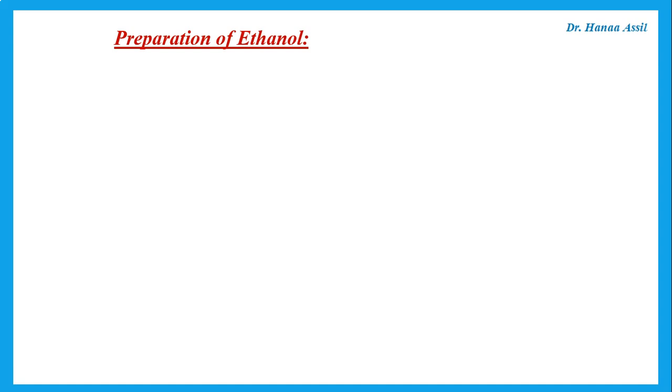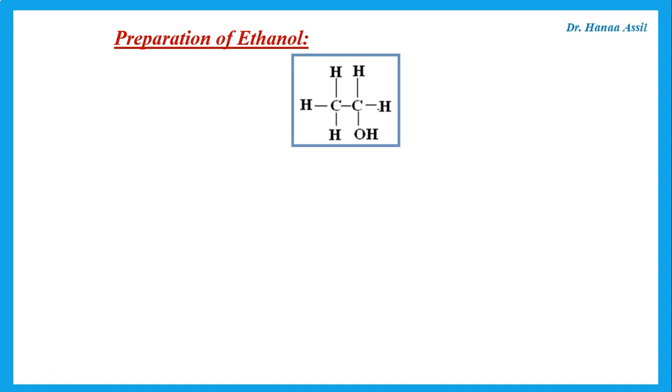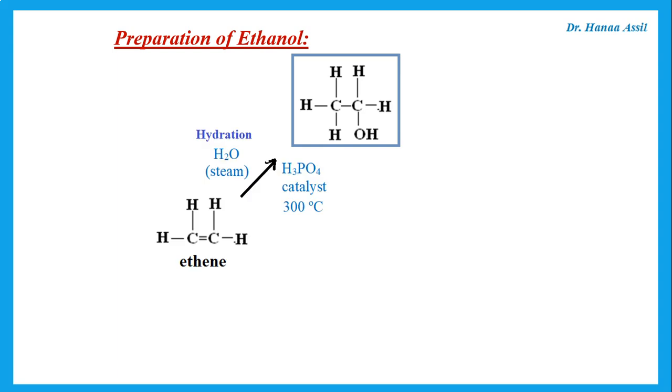How do we prepare ethanol? This is important. This is ethanol, and we can prepare it by one of two methods. Either I use hydration of ethene, and remember, hydration of ethene means ethene plus water in the form of steam, because the temperature is 300 degrees Celsius. So remember the conditions: we add water, phosphoric acid catalyst, 300 degrees Celsius. We can also say 60 atm.